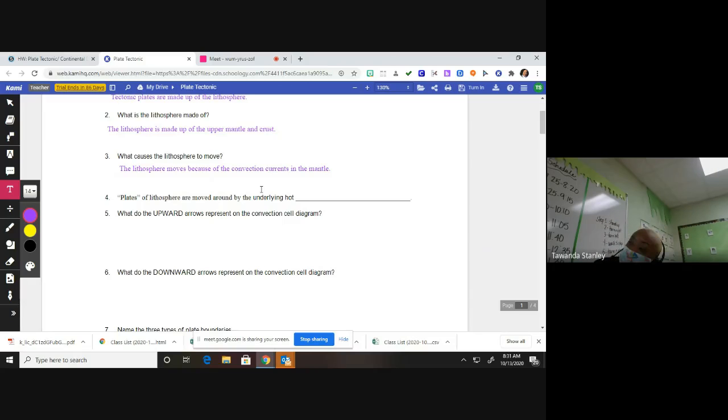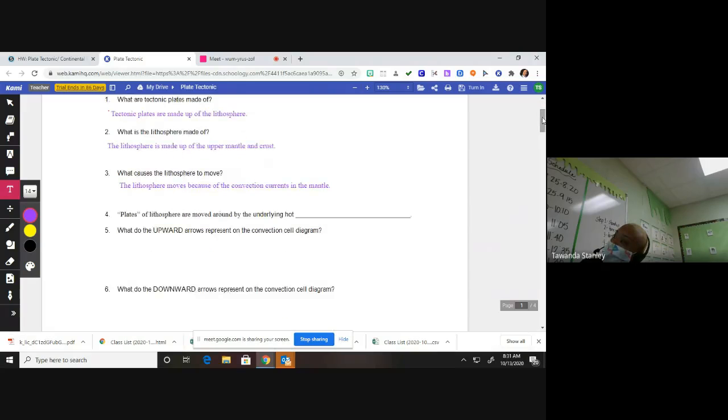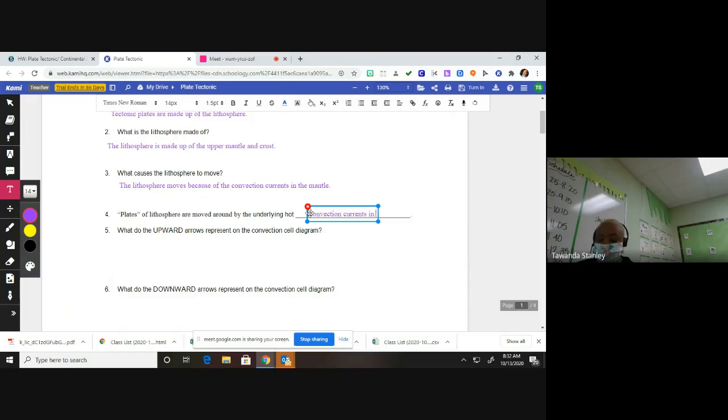All right, so number four, hopefully you have already copied the answers to one and two. Number four, plates of lithosphere are moved around by the underlying hot convection currents in the mantle.